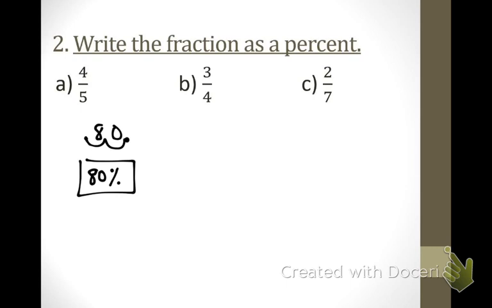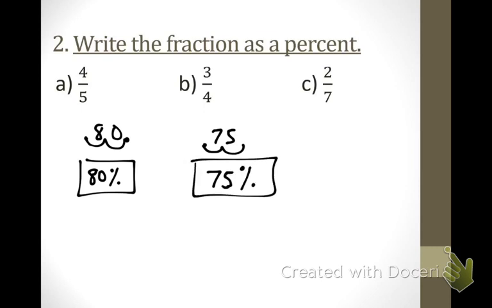Going to the next one. Go ahead and try problem B and C on your own. All right, when you do 3/4, you get 0.75. Once again, the instructions tell you to move it 2 places to the right, and then you drop that down, it's a 75, and you just want to add the percent, so your answer is 75%.